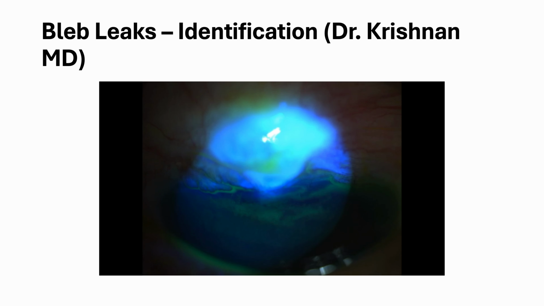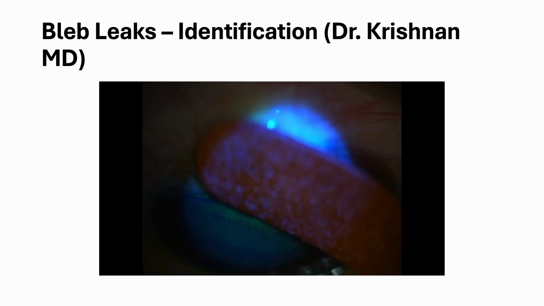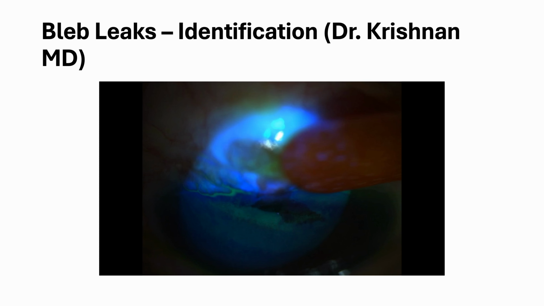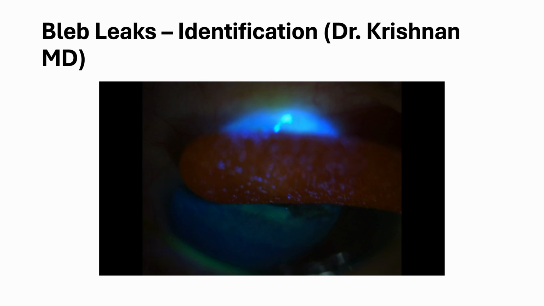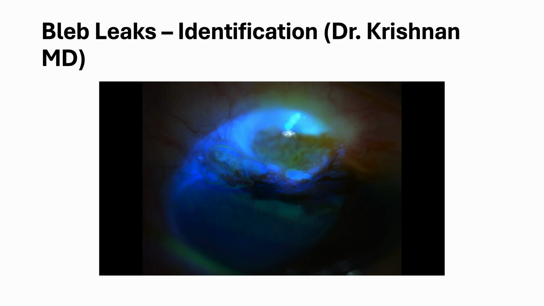Using fluorescein, the location of a bleb leak can be easily identified. To identify a bleb leak, fluorescein is applied to the bleb. Egress of aqueous displaces the fluorescein, identifying the location and briskness of the leak.